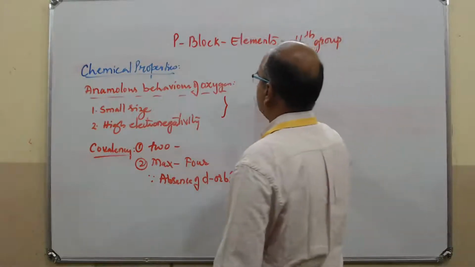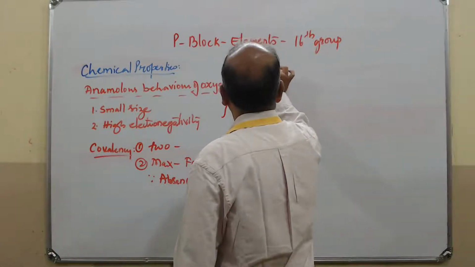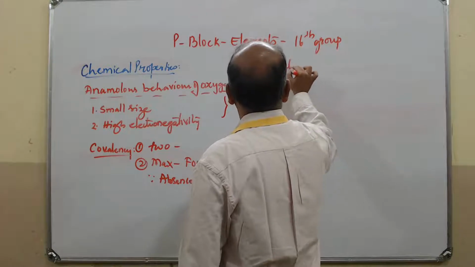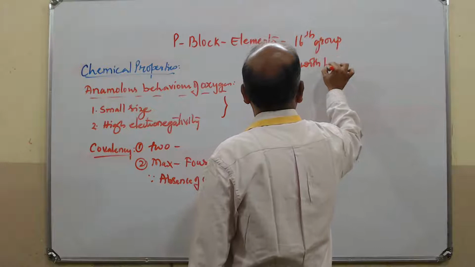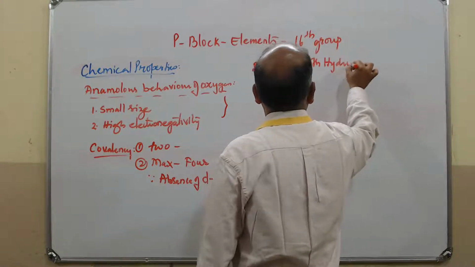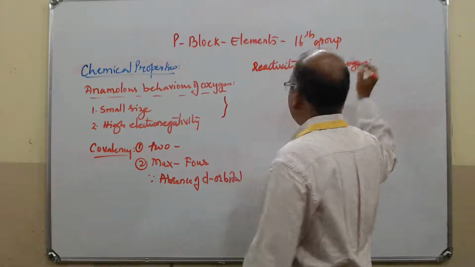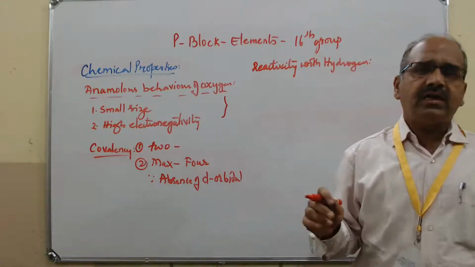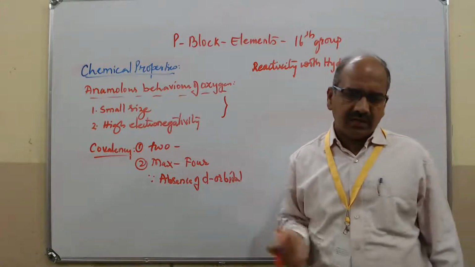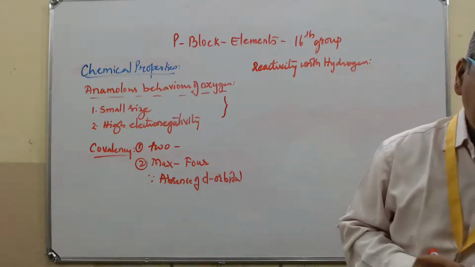Reactivity with hydrogen. How do they react? What do they form? They form hydrides: H2O, H2S, H2Se, H2Te. Like this, molecules are going to be formed.